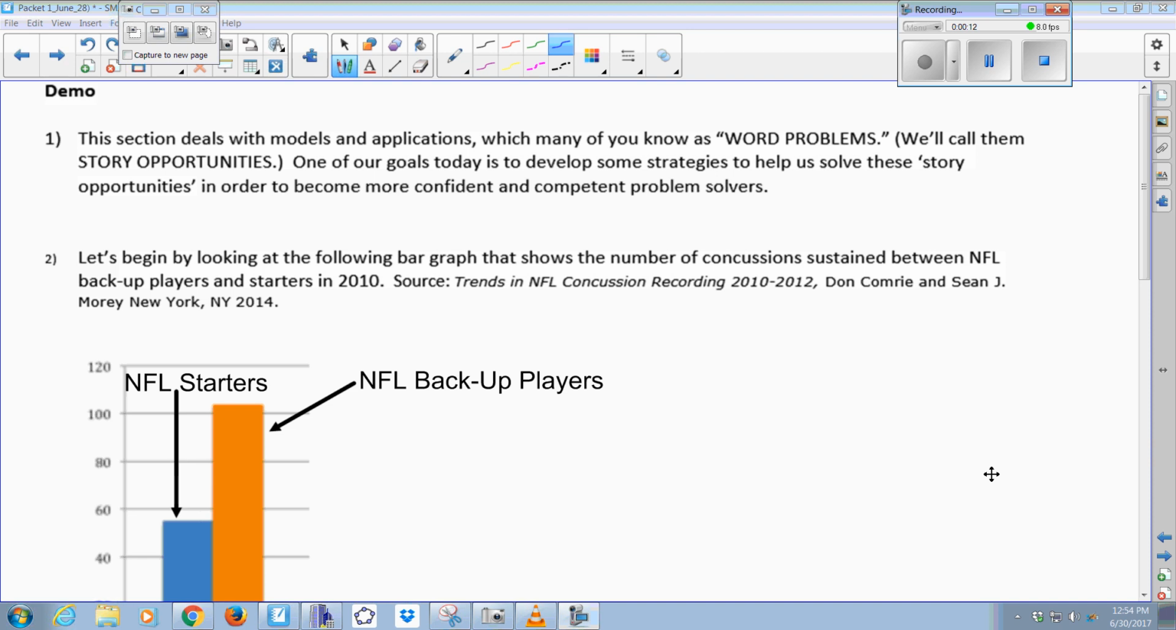This section deals with models and applications, which many of you have called word problems. However, we're going to call them story opportunities. One of our goals today is to develop some strategies to help solve these story opportunities in order to become more confident and competent problem solvers.